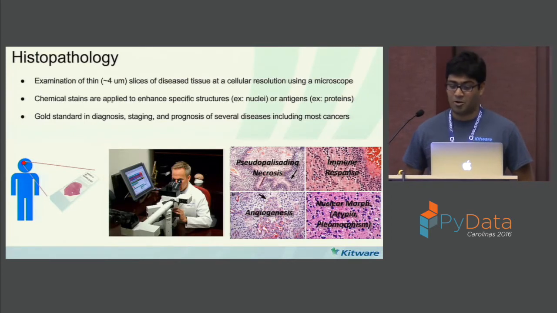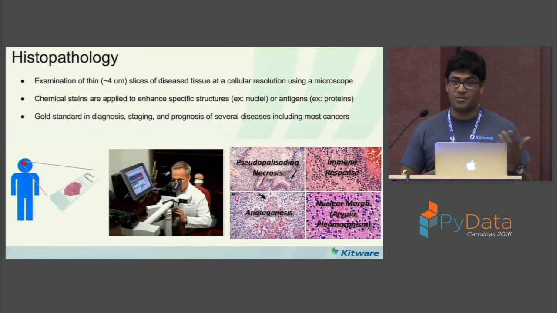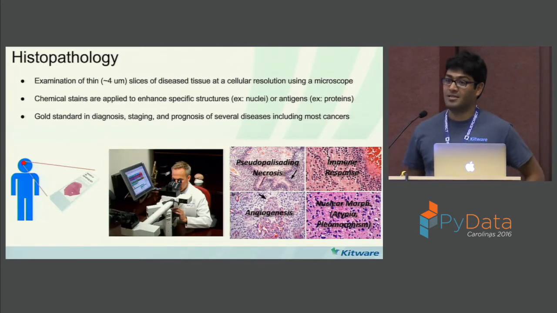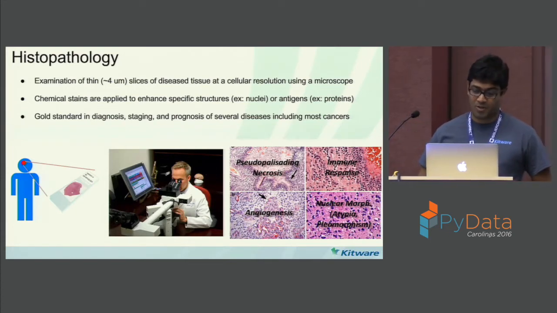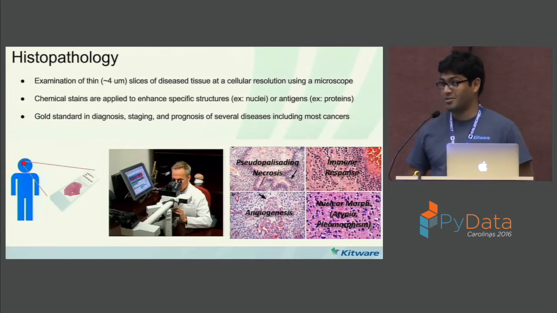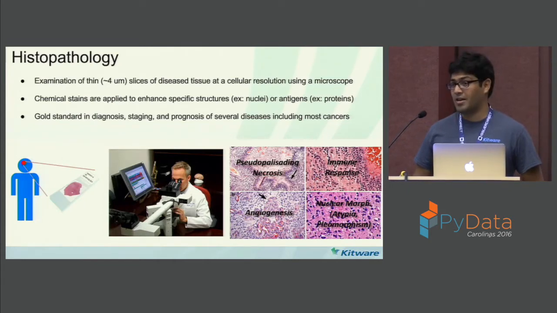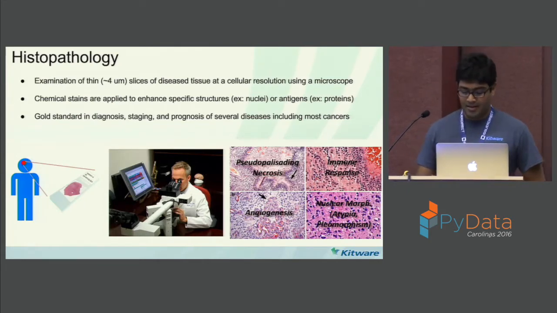And histopathologists typically look at the tissue architecture, and each disease has a particular manifestation on the tissue architecture. They look at the morphology of the cells and nuclei and extracellular structures that gives them information about what's going on with the disease or whether the disease is there or not. Histopathology is pretty much the gold standard in the diagnosis, staging, and prognosis of several diseases, including most types of cancers.